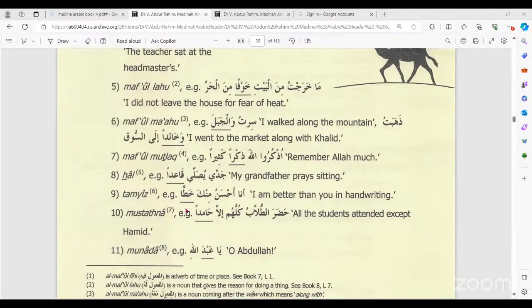Number 7. Maf'ul mutlaq. Udhkurullaha dhikran kathiran. Remember Allah much. So I did a whole 2 lessons on maf'ul mutlaq. It's a maf'ul, of course, and mutlaq means absolute. What does this do? This is a descriptive object, further clarifying how you are performing the verb itself.